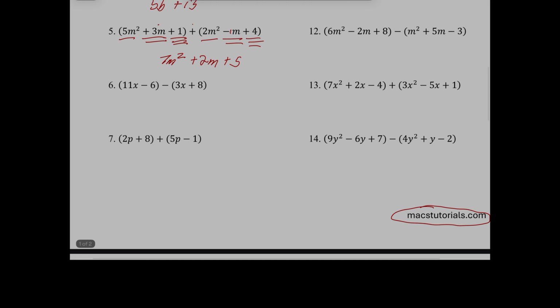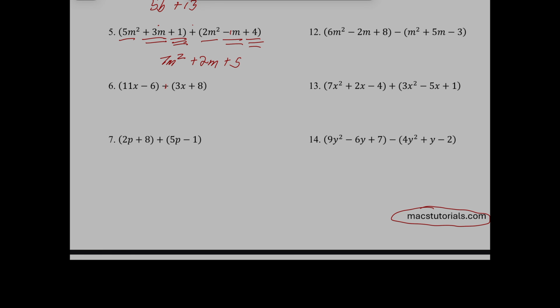Let's keep going. Number 6, I have the negative in front. Add a line, change all the signs. 11x and the 3x, and boom, boom. So now let's look. 11x plus a negative 3x, signs are different. Subtract, keep the sign of the bigger.